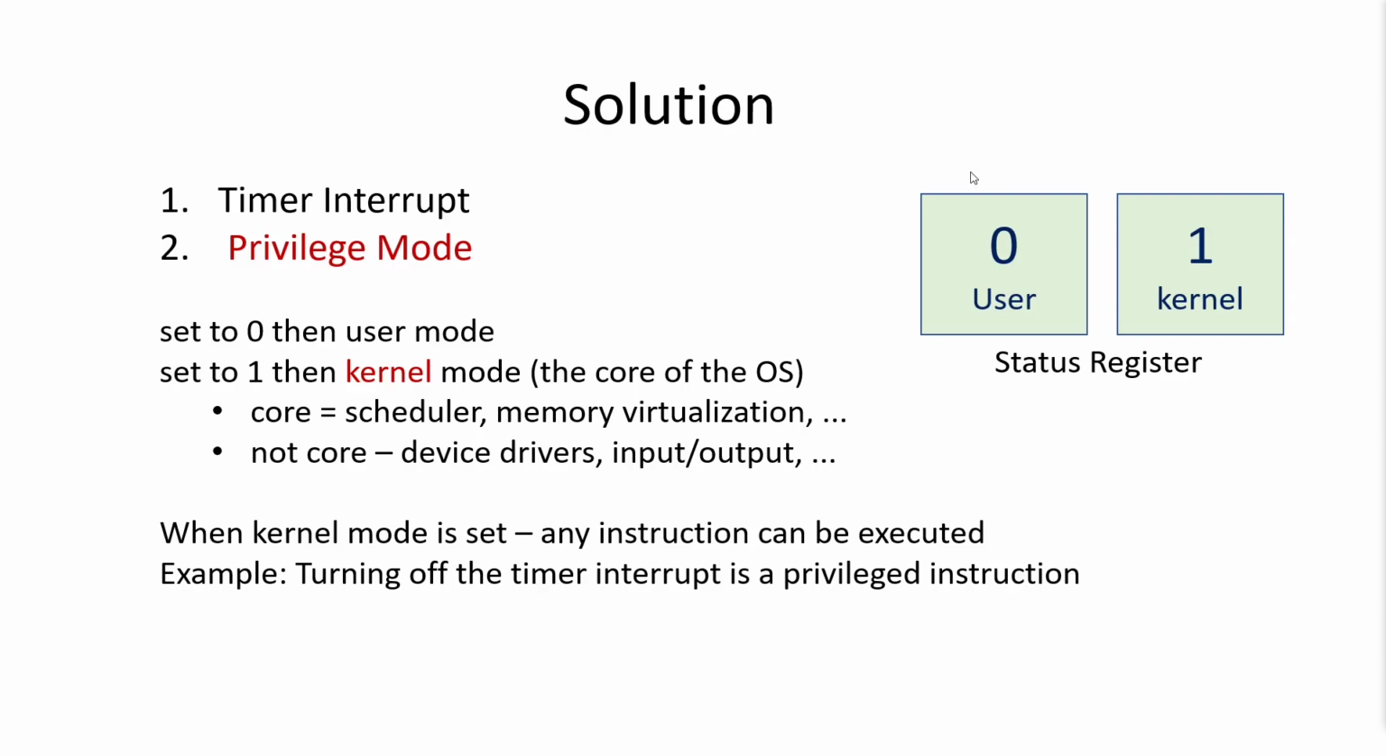Those sorts of things. There's a couple other things. You will learn more about it in operating systems. So anyway, the major example here, turning the timer interrupt off, is a privileged instruction, and those can only be executed when the kernel bit, the privilege mode bit, is set to 1.